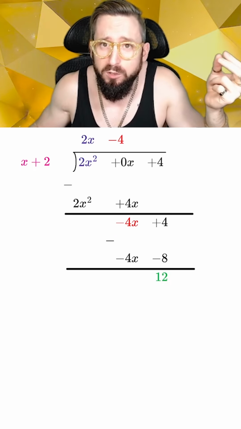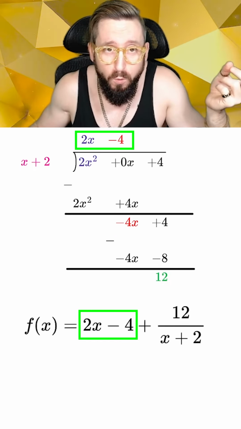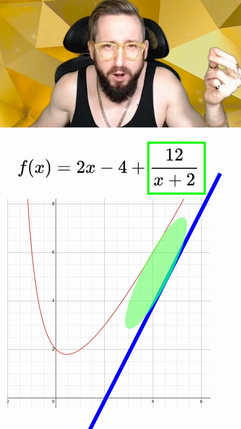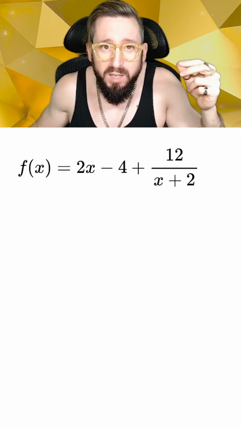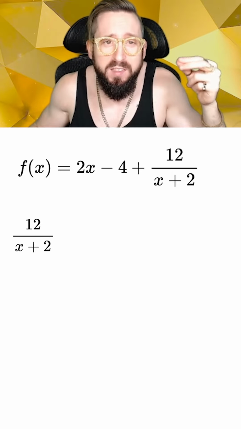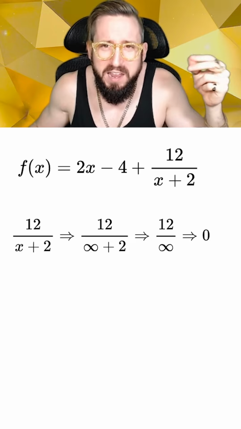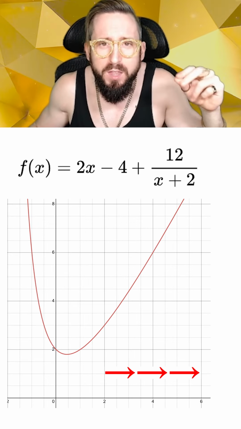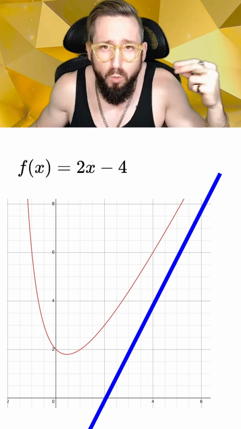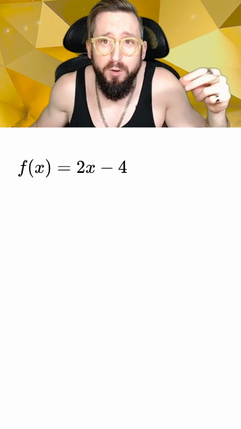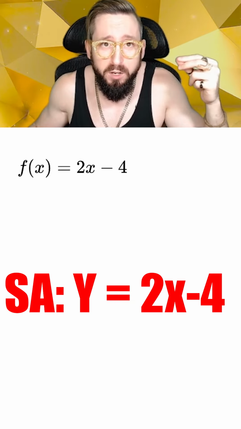Doing so gets us what looks like the equation of a line, 2x minus 4, plus a remainder, 12 divided by x plus 2. This remainder can be thought of as some error that keeps the function away from touching the line. If we focus just on the remainder, we can see that taking the limit at infinity causes the remainder to go to 0. This creates what we call a slant asymptote, because as x gets really big, the remainder starts to disappear, and the function looks more and more just like the equation of a line, which in this case is 2x minus 4. So now we can say that there is a slant asymptote at y equals 2x minus 4, and you're done.